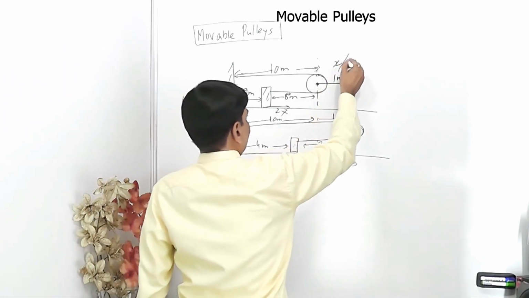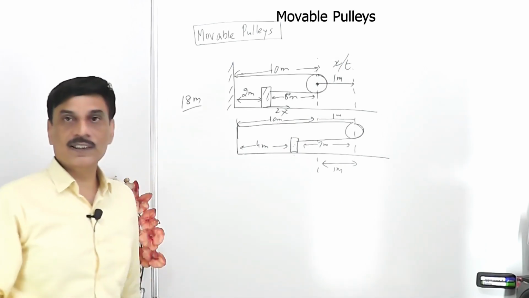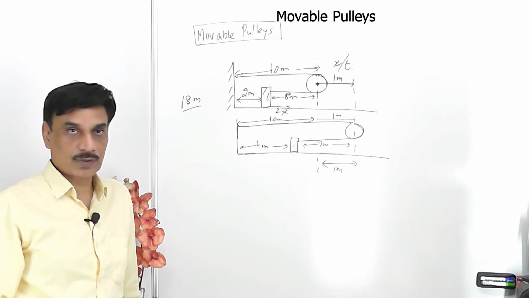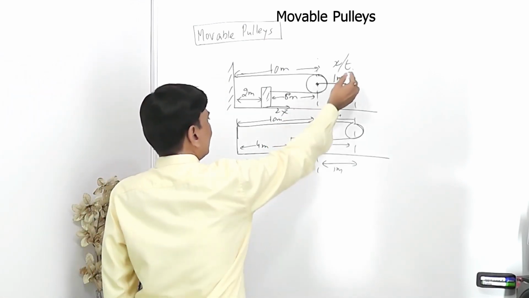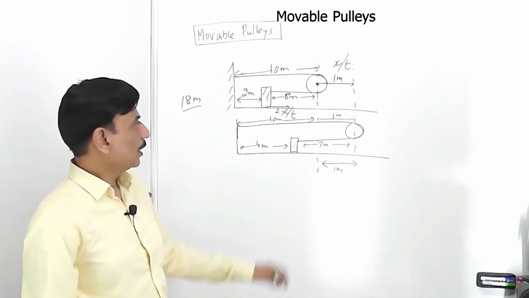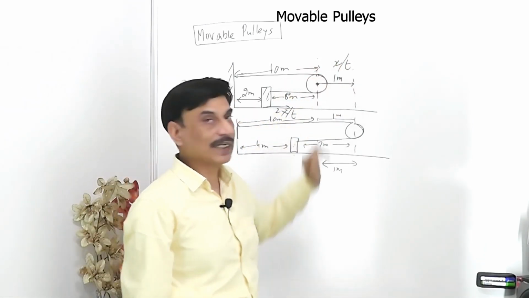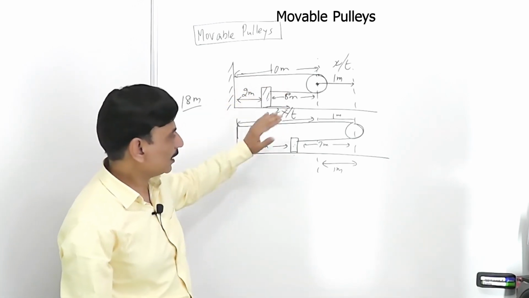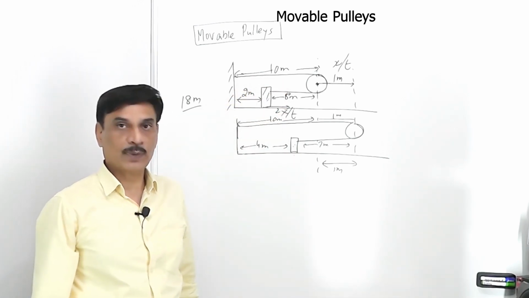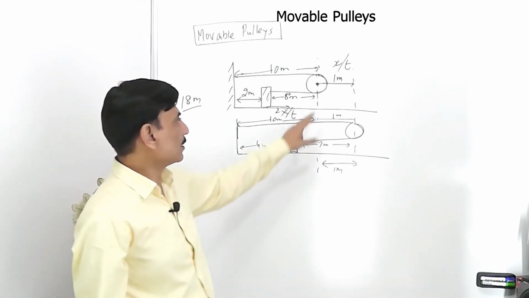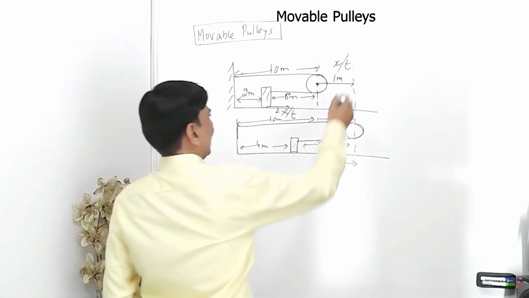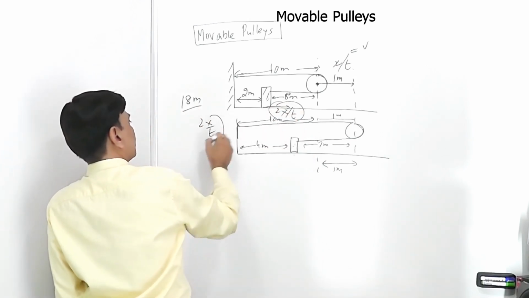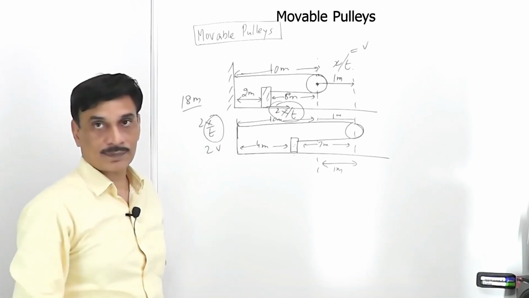If we divide by t, x by t is distance by time, is speed or velocity, or we can say dx by dt, that is velocity. If we divide by t this way, this is also divided by t. If this center goes from here to here in time t, then obviously this block will also move 2x in the same time. So if we say x by t as v, and it has moved 2x, then 2x by t, x by t is v, so this is going to be 2v.